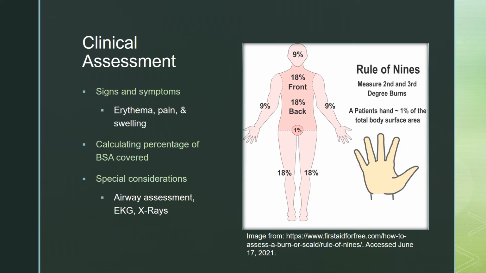Special considerations are taken based on the mechanism of injury. For example, inspection for black soot in the nares and oropharynx should be assessed in all patients with exposure to fires. For those with electrical burns, an EKG and x-rays of surrounding bones should be considered to assess for cardiac dysrhythmias and fractures produced by the traveling current.